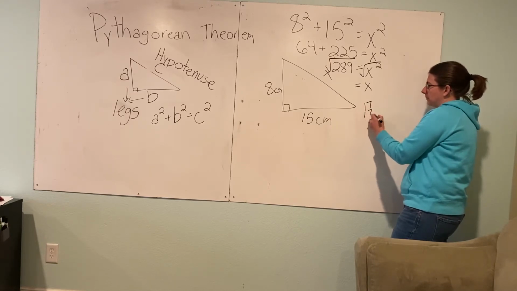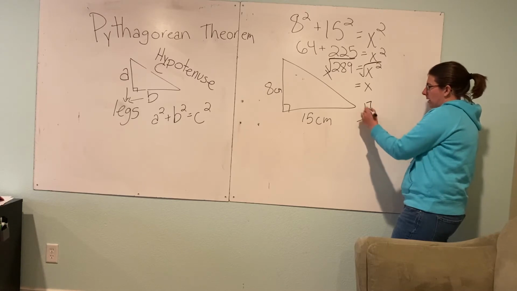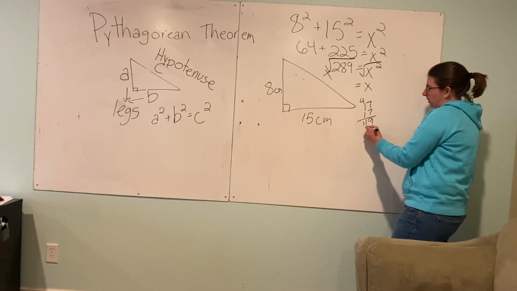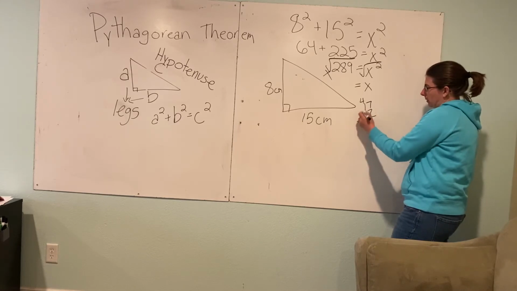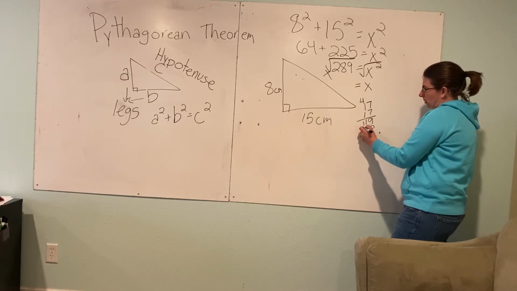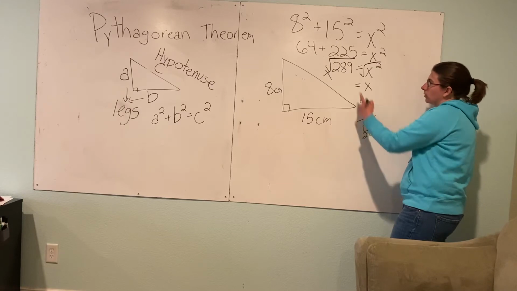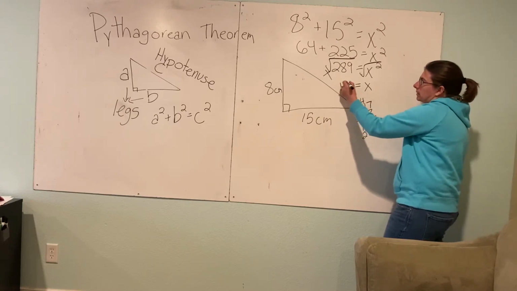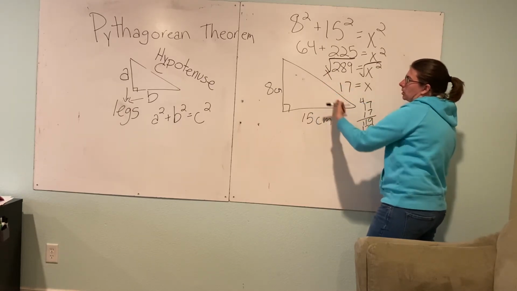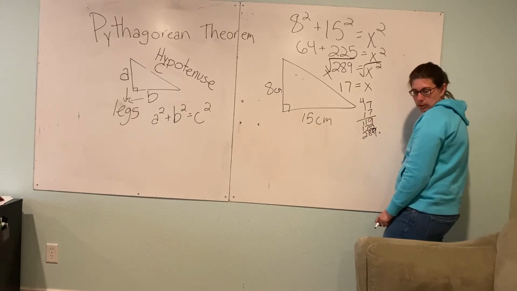Let's try 17. 7 times 7 is 49. 7 times 1 is 7, 11, put a 0 placeholder. 7, and then 1, 289. So the square root of 289 would be 17. So this missing side length here would be 17 centimeters.